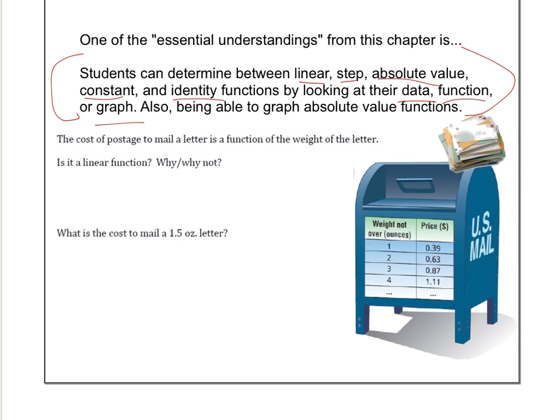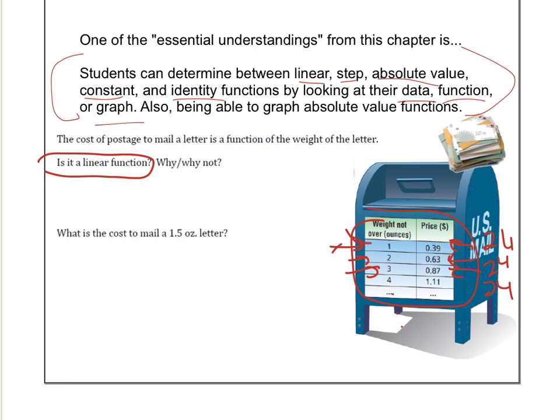So if I take a look here, all right, weight not over ounces. If it's up to 1 ounce, it's going to be 39 cents. If it's up to 2 ounces, it's going to be 63. Up to 3 ounces, 87, and so on and so forth. So is this a linear function? Well, without thinking about it, you're probably going to say yeah, or pretty close, because if you just go by common differences, yeah, that's 24, that's 24, that's 24. So it's a constant difference, you might think yes.